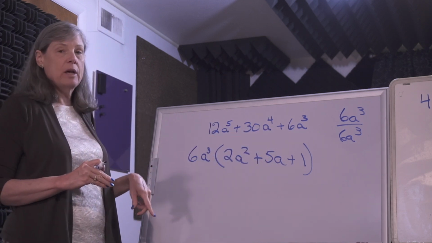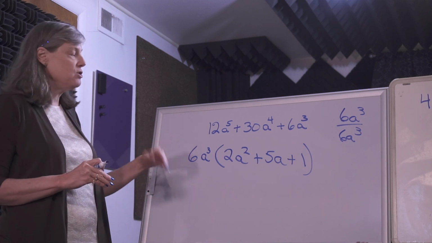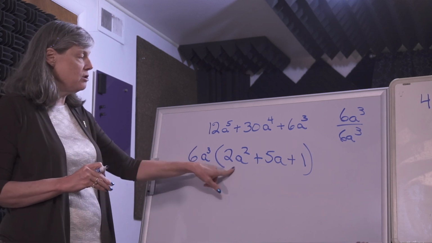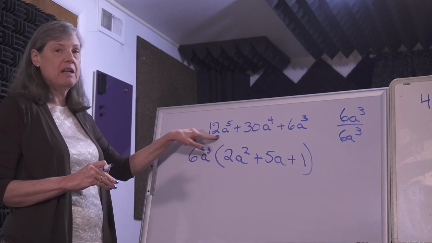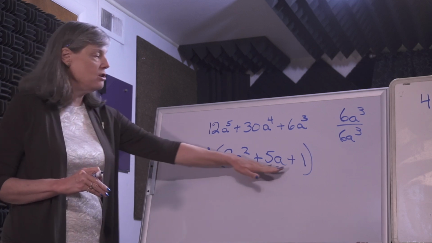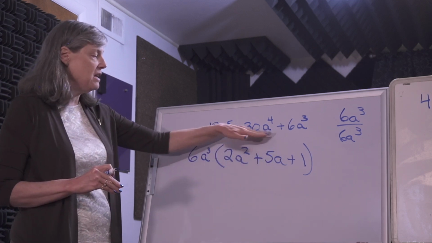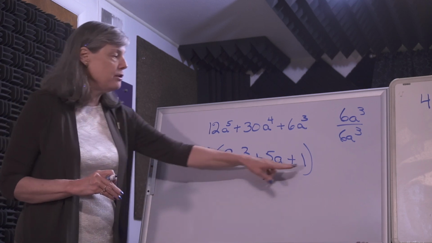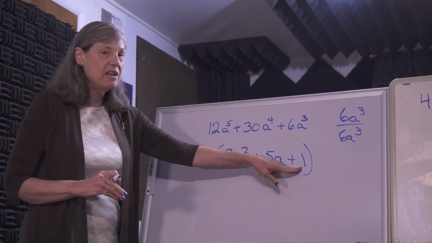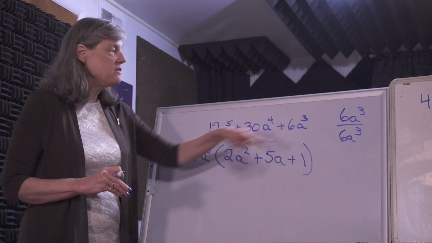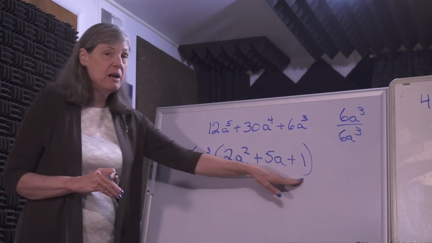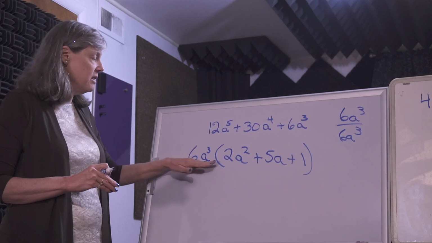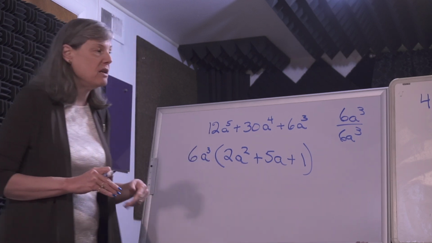If I want to just quickly multiply it back in my head to make sure I did it right, 6A to the 3rd times 2A squared will give me 12A to the 5th. 6A to the 3rd times 5A will give me 30A to the 4th. 6A to the 3rd times 1, and that's why that 1 is so important, gives me 6A to the 3rd. And this is my answer. It's fully factored now. This is being multiplied with this.